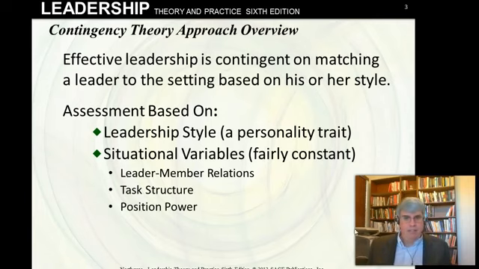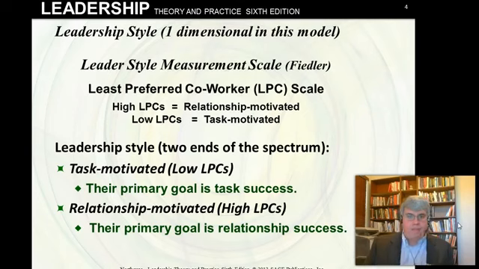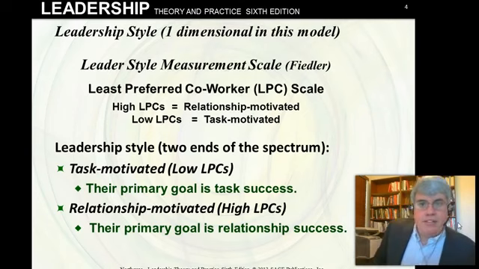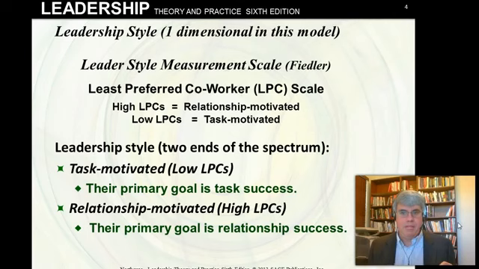Now let's look at what this means and what it actually predicts. First of all, this leadership style, it's a personality trait. It's a one-dimensional measure that is supposed to be constant in an individual, and it's called the least preferred coworker scale. Now that is a strange name. What it basically does, and you'll see this measurement scale in the self-test at the end of this chapter, is say, think of your least preferred coworker, the person that you want to work with the least.